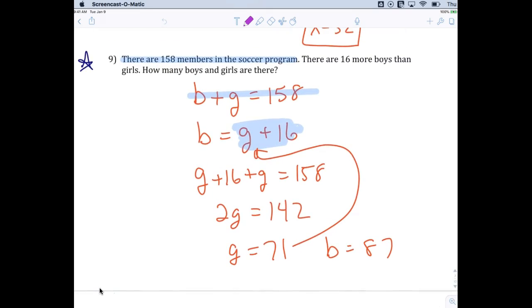There are 158 members in the soccer program. And when there are people, there are boys and girls. So I just put the amount of boys plus the amount of girls is equal to 158. I don't know why that's a problem. Does everybody agree with me on this? Good. And then it says there are 16 more boys than girls. Does everybody agree with that? So the boys are 16 more than the girls.